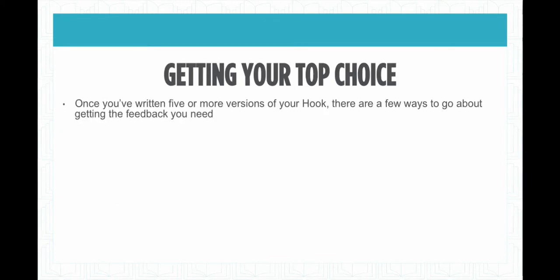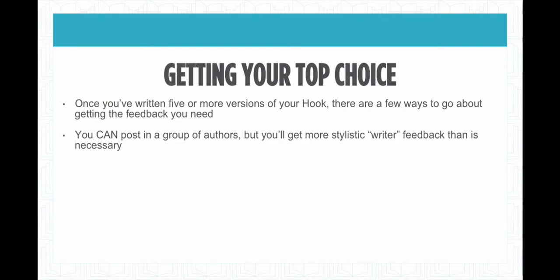How do you get your top choice, though? You create 3 to 5 versions, but how do you get the knowledge that you're using the best one? So I recommend you write 5 or more versions of your hook. And there are a few good ways to go about getting the feedback you need. You can post in a group of authors, but you will more than likely get stylistic writer feedback, which isn't necessarily good for marketing your book.